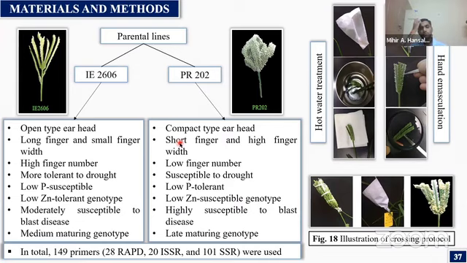The morphological characters are described here, and a total of 149 primers were used, of which 28 are RAPD, 20 are ISSR, and 101 are SSR, and two emasculation methods, hot water treatment and hand emasculation, were used.